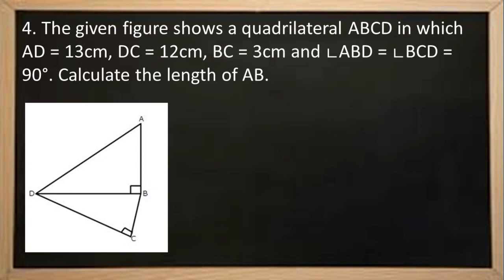In question number 4, the diagram is given, that is a quadrilateral ABCD. So let us see what are the measurements given. AD is given as 13 centimeters, DC is given as 12 centimeters, and BC is given as 3 centimeters, and it is intimated that angle ABD and angle BCD are equal to 90 degrees. If we consider triangle ABD, B is 90 degrees, hence AD will be the hypotenuse. If we consider triangle BCD, angle C is 90 degrees, then BD will be the hypotenuse.